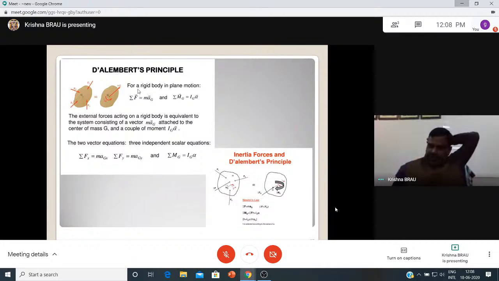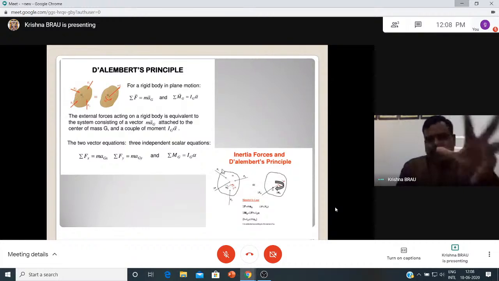These are, if it is a vector, 2 equations, x direction and y direction. This is only one rotation. So the 2 vector equations become 3 independent scalar equations, not dependent. That is Fx is equal to m ax, Fy is equal to m ay, moment is equal to I alpha. Like a torsion pendulum, where there is only rotation. These problems can be solved by using this type of D'Alembert's principle.